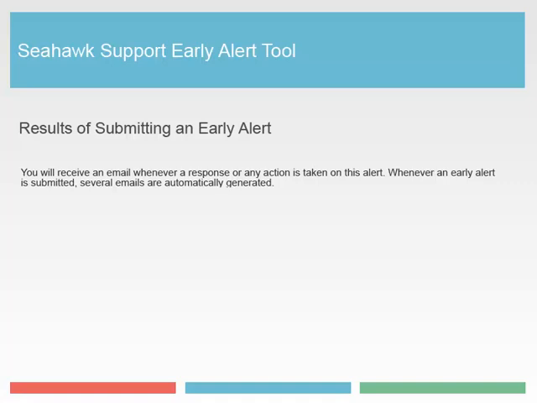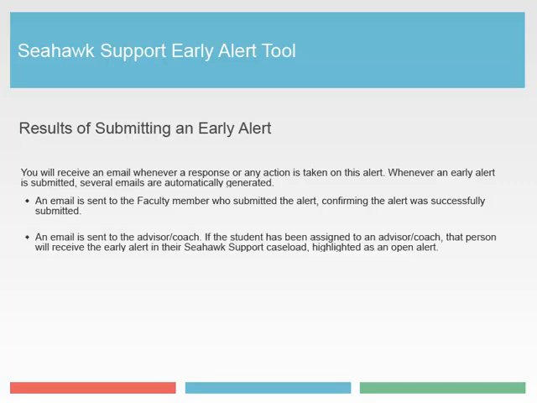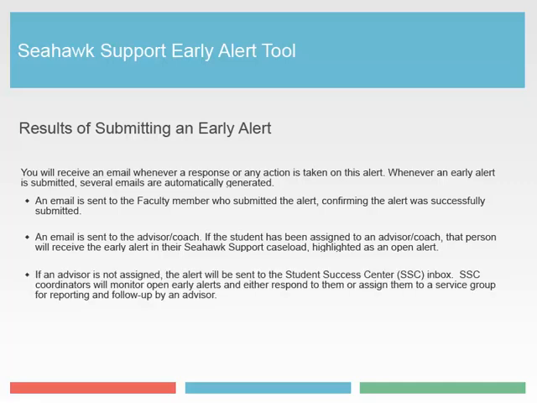Whenever an early alert is submitted, several emails are automatically generated. An email is sent to the faculty member who submitted the alert, confirming that the alert was successfully submitted. Another email is sent to the advisor or coach. If the student has been assigned to an advisor or coach, that person will receive the early alert in their Seahawk support caseload, highlighted as an open alert. If an advisor is not assigned, the alert will be sent to the Student Success Center's inbox. Student Success Coordinators will monitor open alerts and either respond to them or assign them to a service group for reporting and follow-up by an advisor.